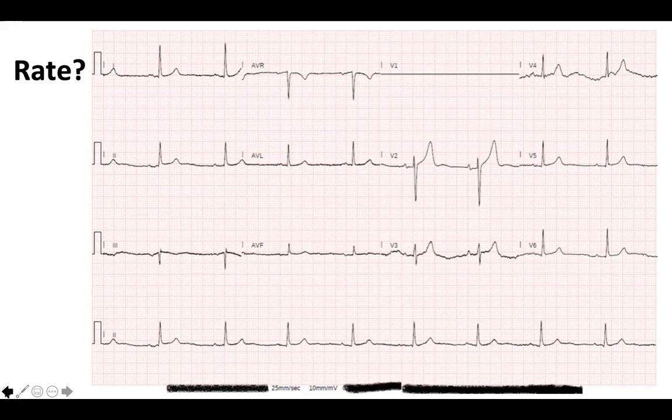But remember, if you're doing 50 millimeters per second, you should go back and repeat the ECG, because you are going to see pathology where you're not used to interpreting the ECG that way. Everything looks much bigger and just distorted.